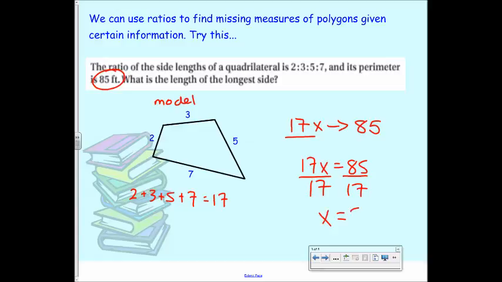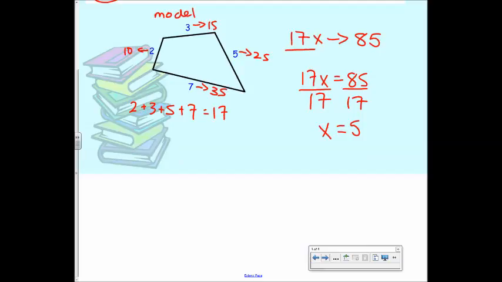So that means to get the whole perimeter, we multiplied by 5. So what would I do to figure out all of the actual sides? Multiply them each by 5. So this side would actually be 10. This one would actually be, and this one, 35. So the longest leg is what? 35. Okay? The other way you could do this is you could say 2x plus 3x plus 5x plus 7x equals 85. And then you add it together and get 17x equals 85, x equals 5.